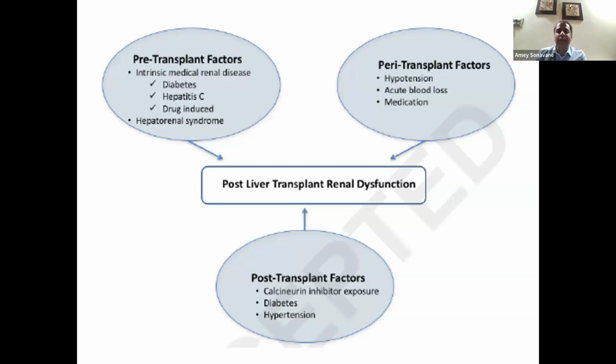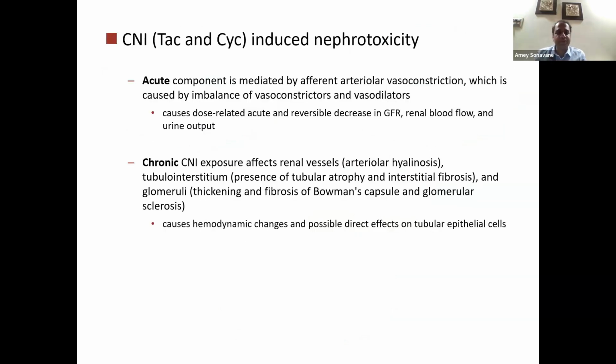Certain peri-transplant factors like hypotension, acute loss of blood requiring a lot of blood transfusions, and certain medications that we use in peri-transplantation can predispose a patient to develop post-transplant renal dysfunction. And then we all know that the immunosuppressive drugs post-transplantation, and metabolic syndrome factors like diabetes and hypertension, can all affect the kidney in the post-transplant scenario. Now, how do these immunosuppressive drugs really cause nephrotoxicity? It causes nephrotoxicity predominantly in two ways.